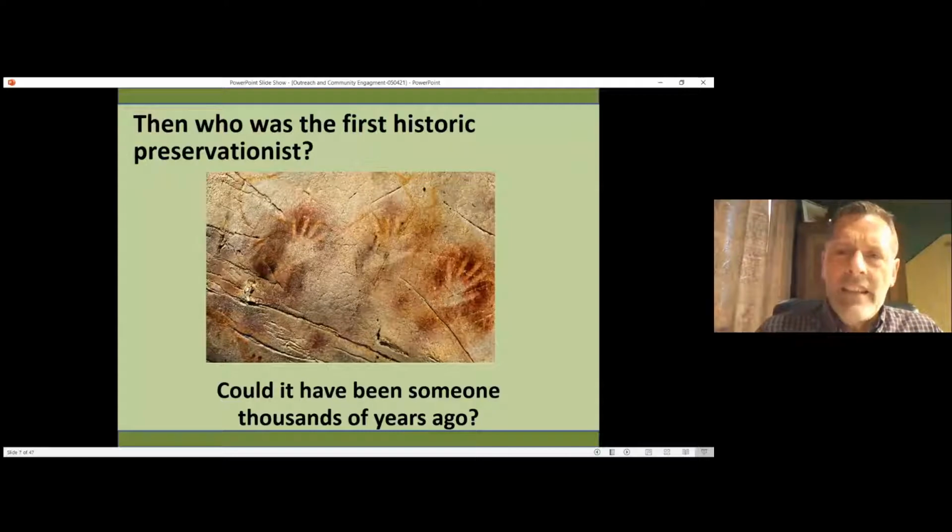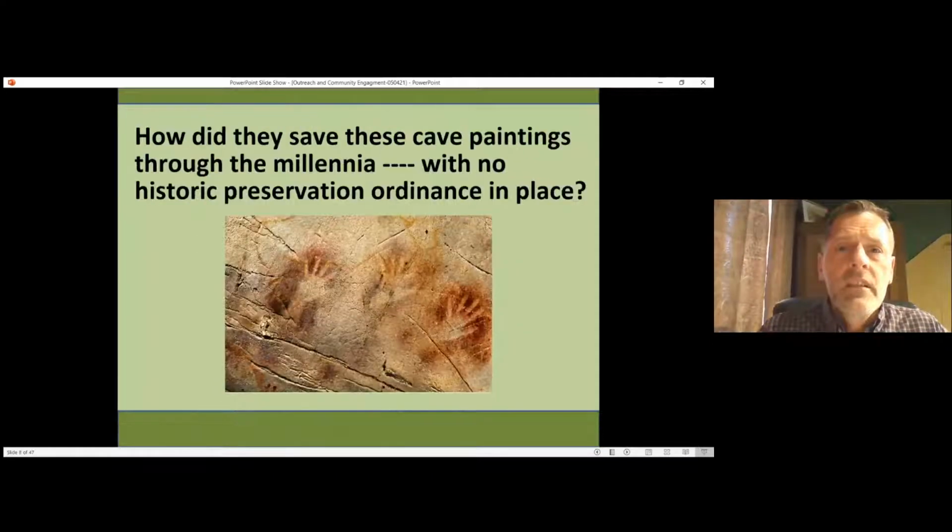But what's really amazing to me is all those peoples that came thousands and thousands of years after those first cave paintings were done. Why did they leave them untouched? Why didn't they paint over these early cave paintings? Why did they go further into the cave? What made them save these earliest cave paintings? My question really is, how did they save these cave paintings through the millennia with no historic preservation ordinance in place?